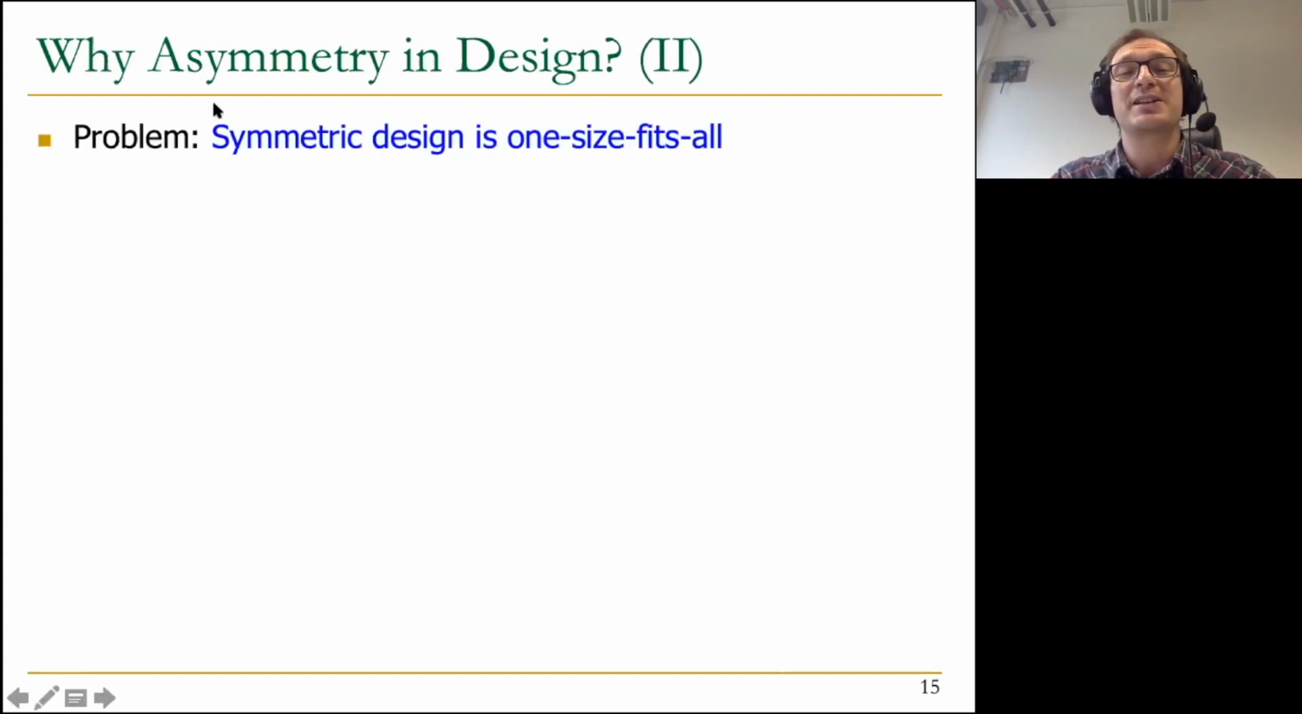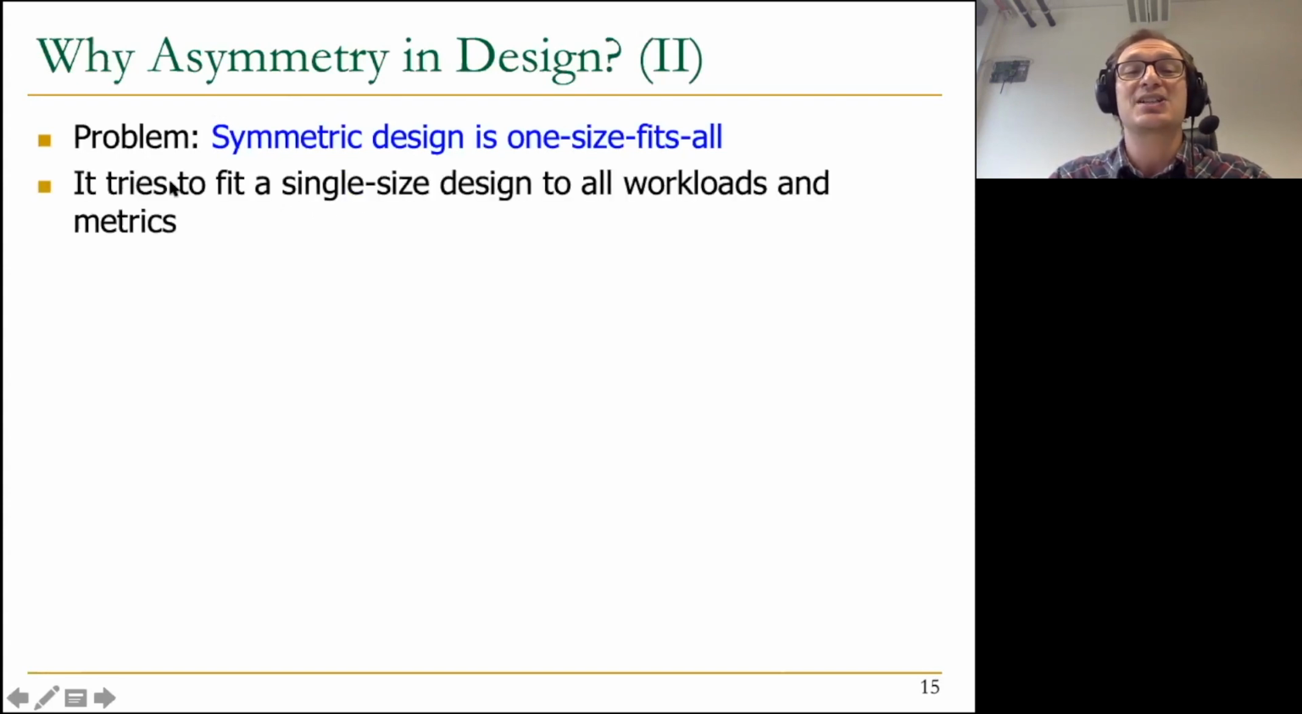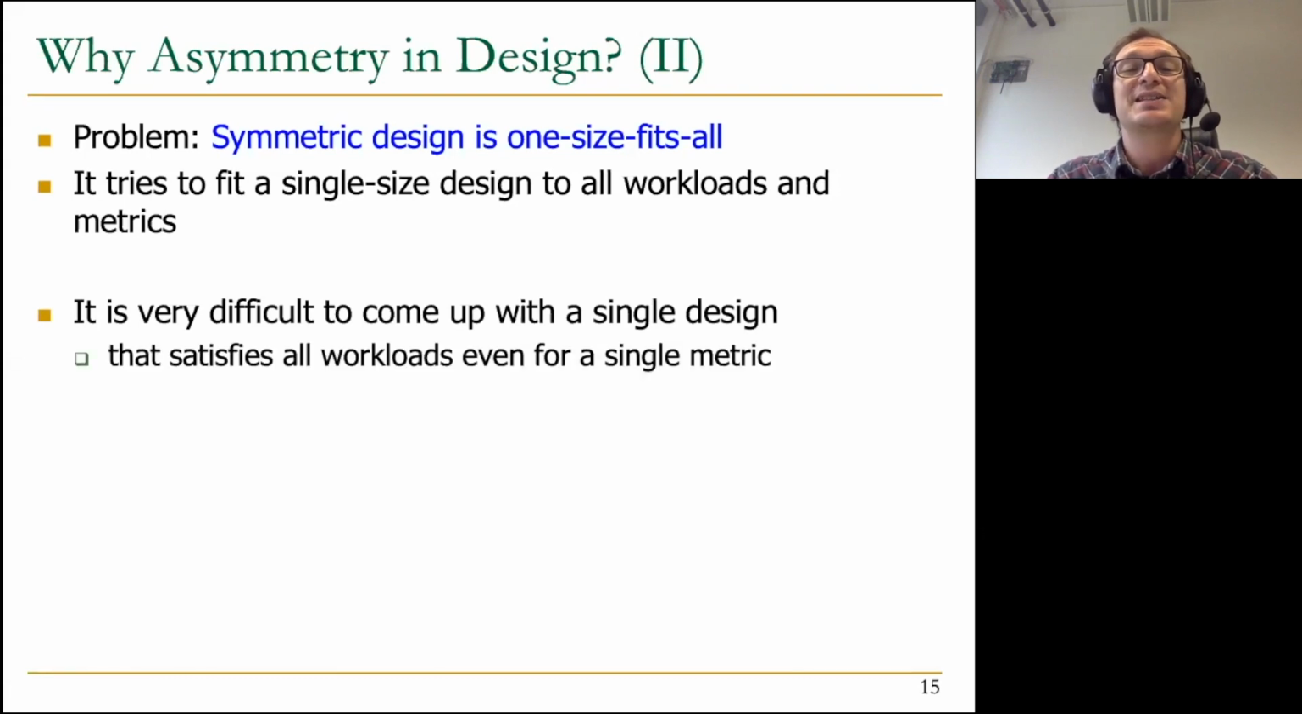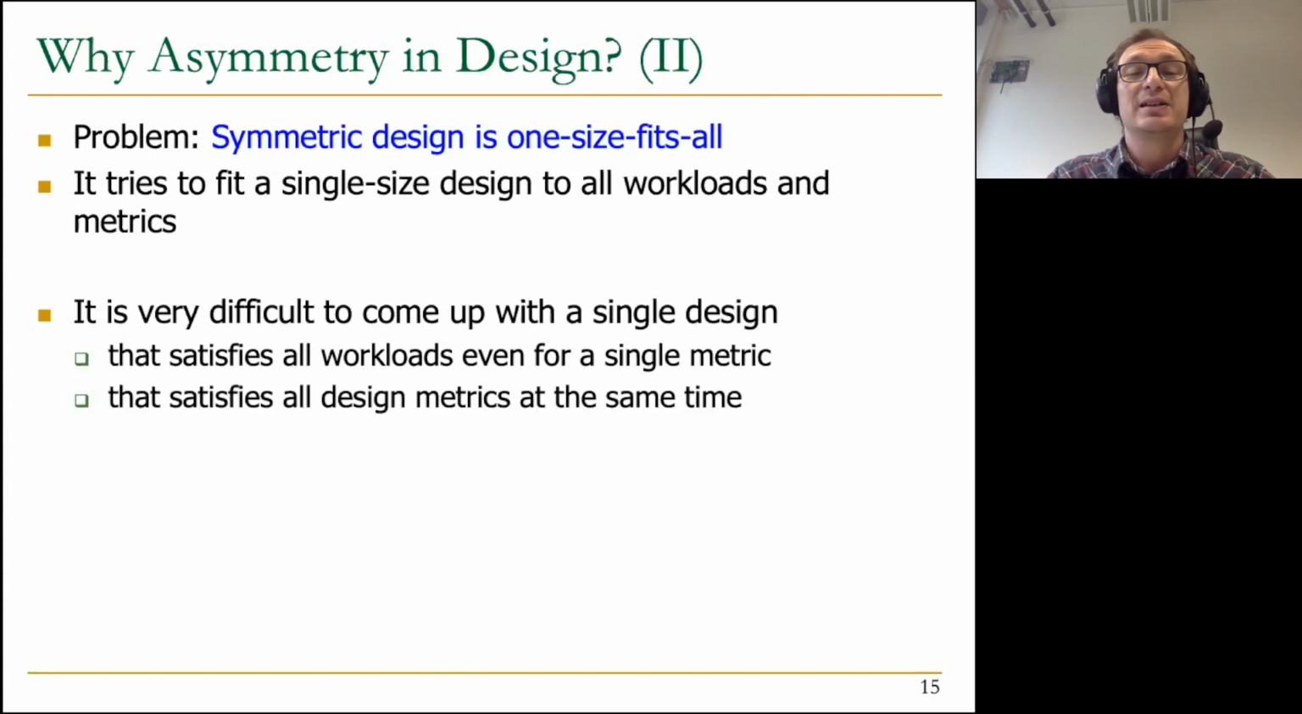And absolutely, symmetric designs are easier, but symmetric designs are also one size fits all. Essentially, a symmetric design tries to fit a single size design to all workloads and all metrics. And it's not possible, basically. It's very difficult to come up with a single design that satisfies all workloads, even for a single metric. And it's also very difficult to come up with a single design that satisfies all design metrics at the same time, especially if you're stringent on the design metrics, right?